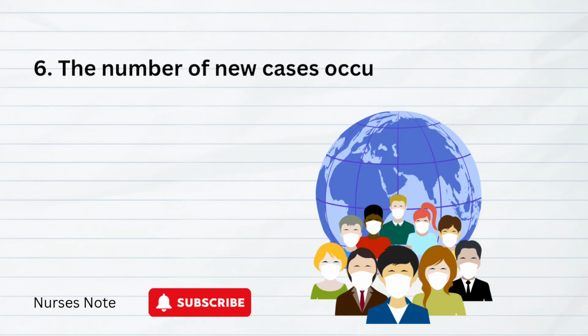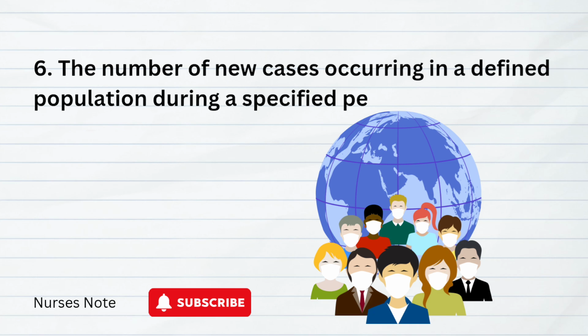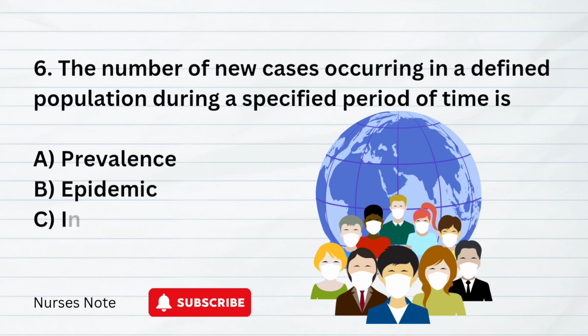The number of new cases occurring in a defined population during a specified period of time is: A. Prevalence. B. Epidemic. C. Incidence. D. Pandemic.